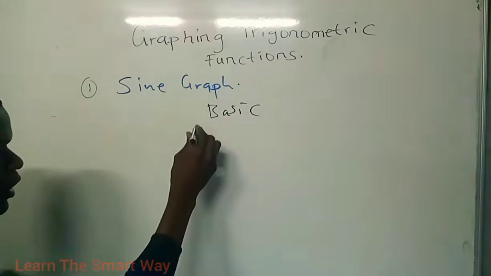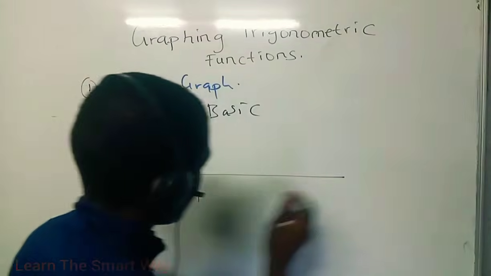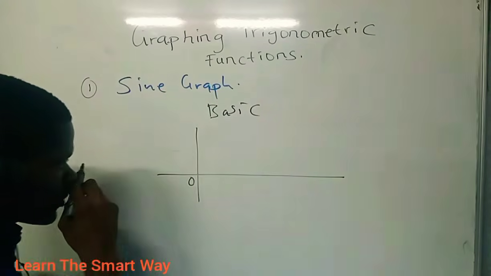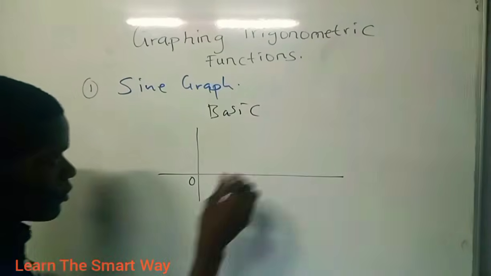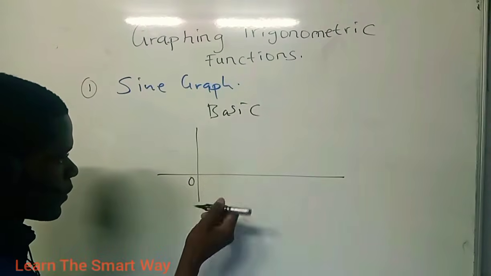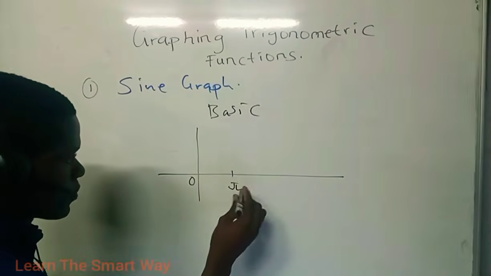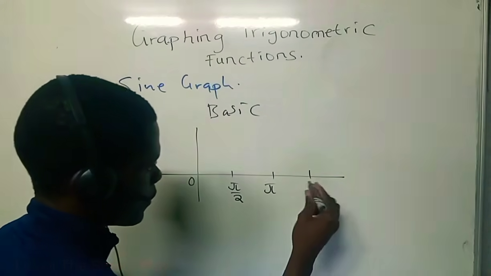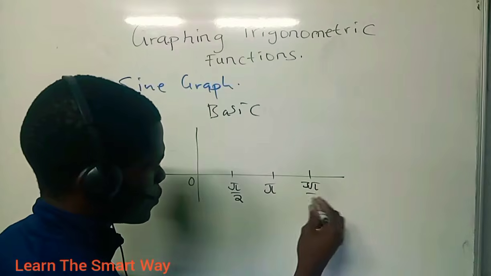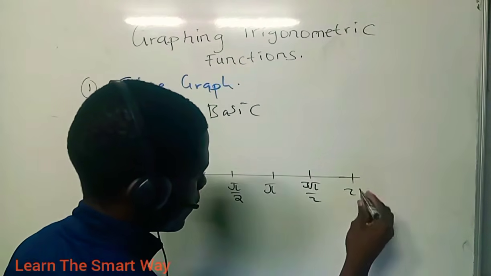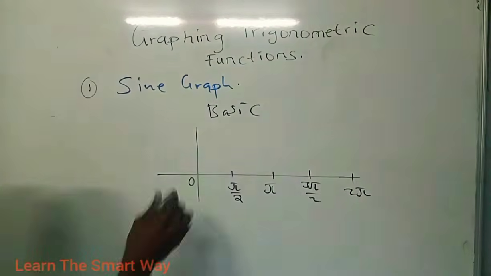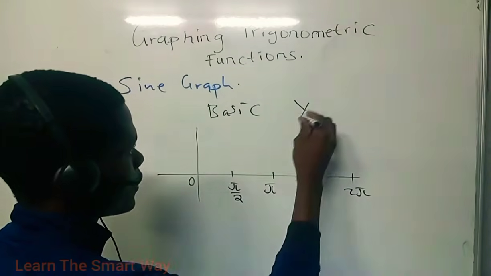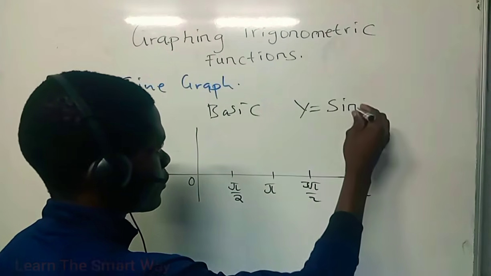On our graph, we expect that that's a 0 there. I'm going to use radians, of course. So we have pi over 2, which is 90 in degrees, then pi, 3 pi over 2, and finally we have 2 pi. So a basic sine function, y is equal to sine of x.